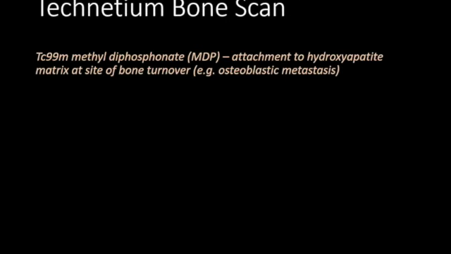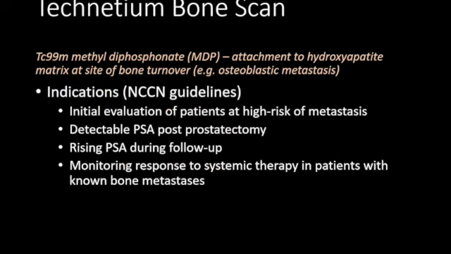The first nuclear medicine test we'll discuss is the technetium bone scan. This has been a mainstay of prostate cancer imaging for many years. The most common agent is technetium-99m methyl diphosphonate, or MDP, and this tracer works by attachment to the hydroxyapatite, basically calcium phosphate matrix of bone, specifically at the sites of increased bone turnover, such as osteoblastic metastasis. The indications in prostate cancer are for initial evaluation of high-risk patients, detection of recurrence, and monitoring response to therapy.